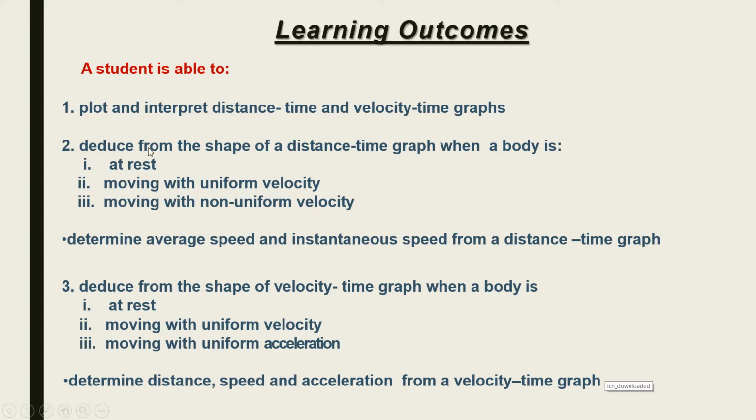We will deduce from the shape of the distance-time graph when a body is at rest, when it's moving with uniform velocity, and when it's moving with non-uniform velocity. So from the shape of the distance-time graph, we will be able to know if the body is moving with constant speed, if it's moving with changing speed, or if it's not moving at all. From the shape, you will see later how.